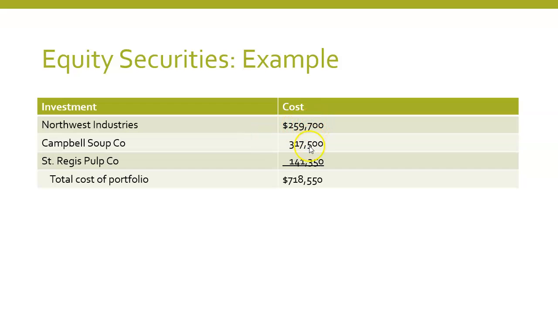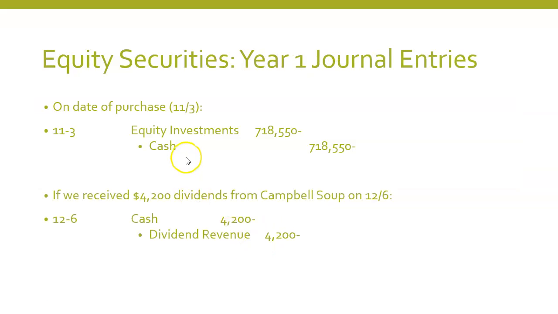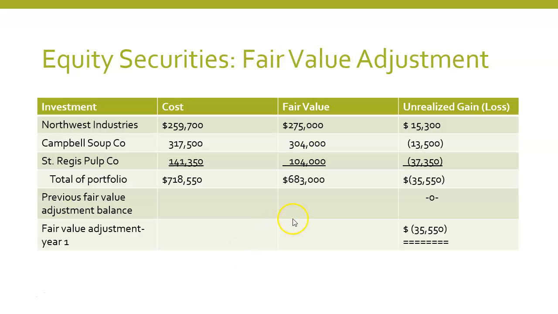Here's an example. Here are some shares of stock and what we actually paid for them. Okay, on the date of purchase, we debited equity investments for $718,550 and credited cash for $718,550. If we receive $4,200 in dividends, we debit cash, credit dividend revenue. At the end of the year, we take a look at the fair market value and the unrealized gains and losses. We total those up.